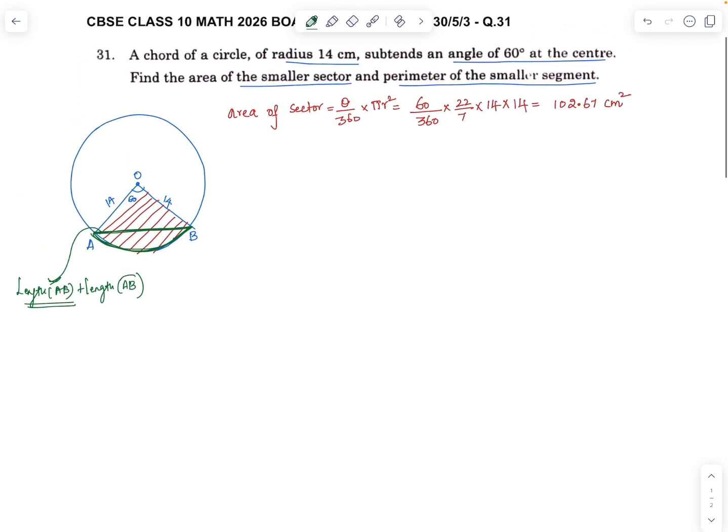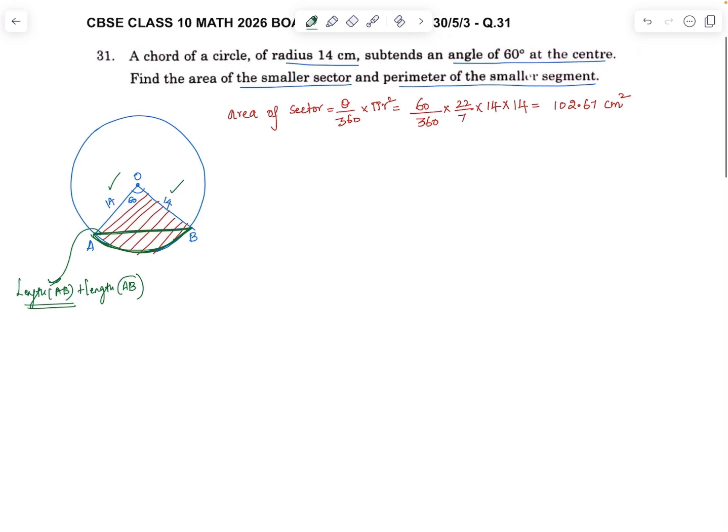In OAB, the angle subtended at the center is 60 degree, and OA, OB are the two sides of the triangle which are equal in length. So this triangle is an isosceles triangle. With that, if we calculate the base angles, that is the angle at A and angle at B, are also 60 degree each. Therefore, this triangle becomes an equilateral triangle, which means the length of AB is also 14 centimeter.